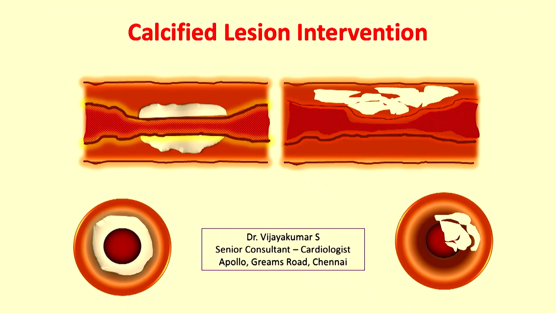So in this session, we are going to see three subsets which are traditionally surgeons' area. One is calcium, second is chronic total occlusion, the third one is left main. I'm starting with calcium here.